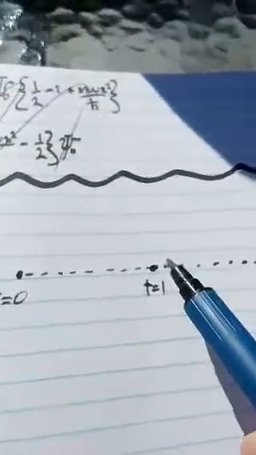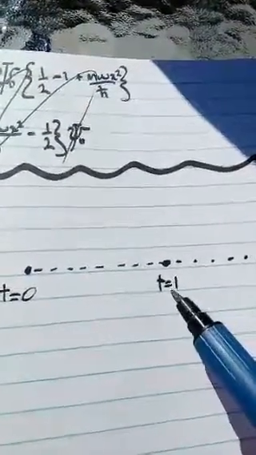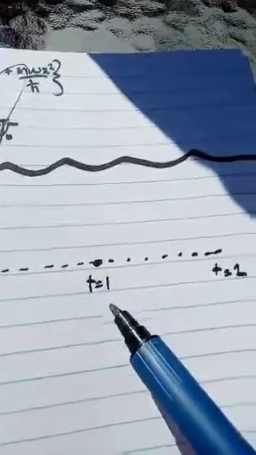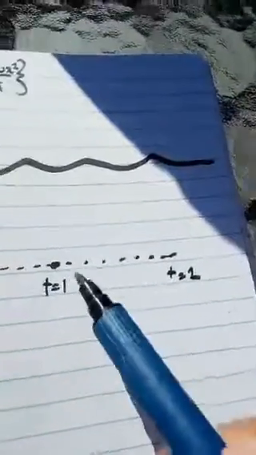His distance is here after 1 minute or 1 second or 1 hour, whatever you want, one something, and his distance here is 2. So it looks like he's traveling at a constant speed. Now I'm going to convert this to a graph. How do we do that?